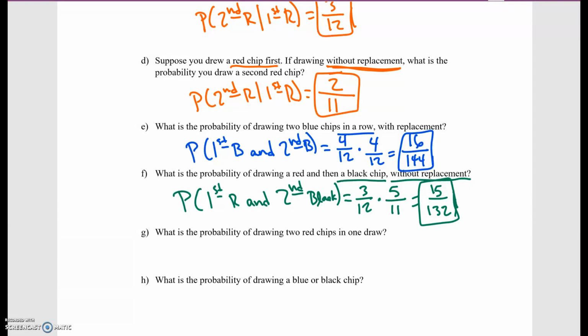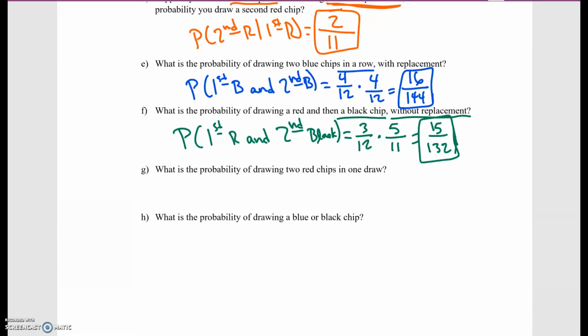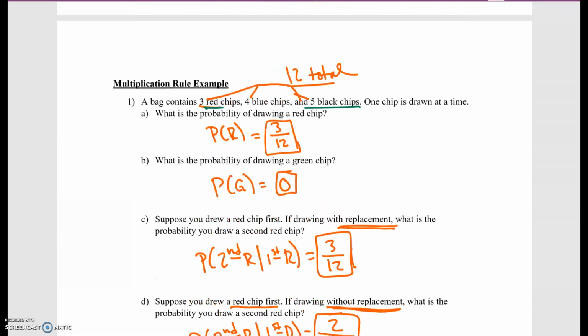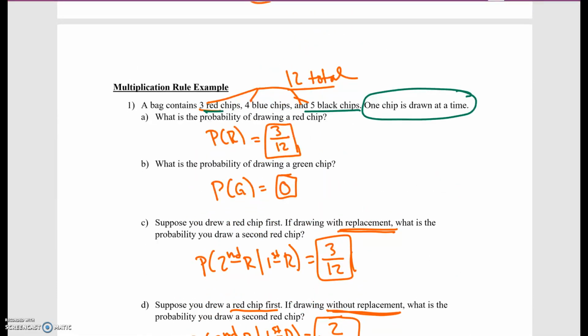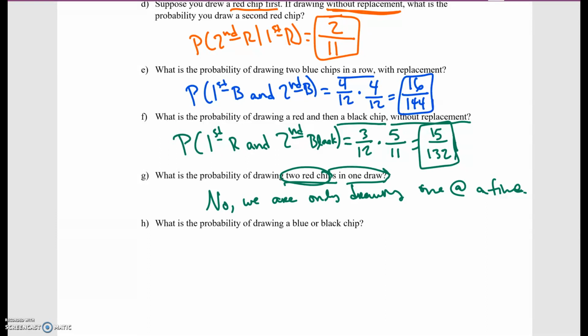All right. Now, part G. What is the probability of drawing 2 red chips in one draw? Can I get 2 red chips in one particular draw? Well, no, because if you go back to the problem, it says we are drawing 1 chip at a time. So is it possible for me to get 2 red chips in one draw? The answer is no. We are only drawing one at a time, which basically means that 2 red chips in one draw is a disjoint event.